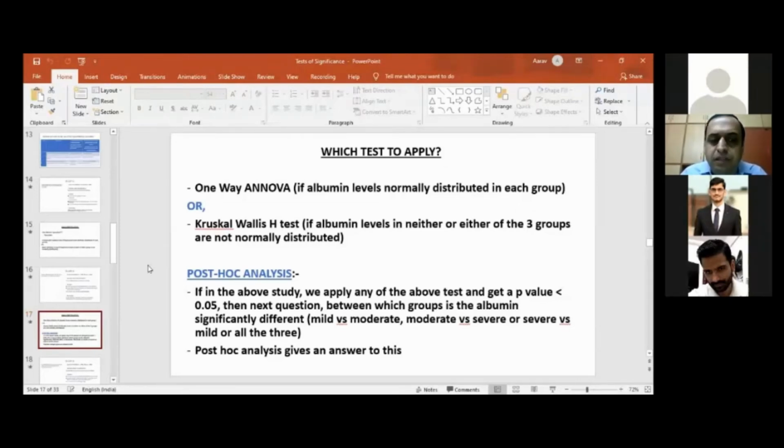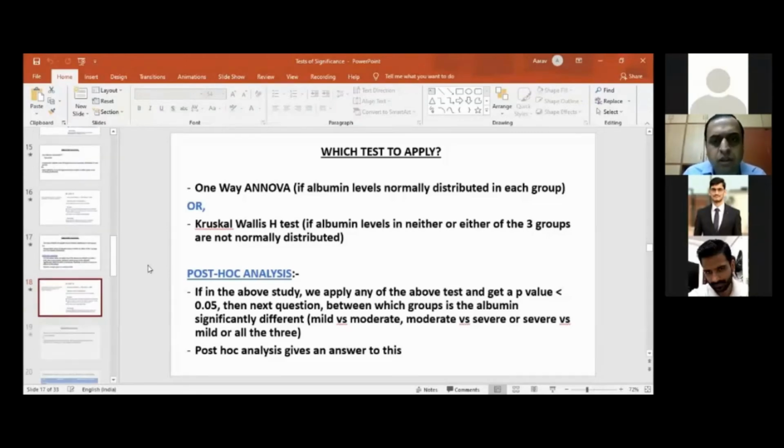Now, there is a proper mathematical method to calculate it, and in software it is done. You have to select post hoc analysis with one-way ANOVA, and post hoc analysis tells you between which groups the difference is significant, which will give more meaning to the study the researcher is doing. Maybe the significant difference was only between mild and severe. Between mild and moderate, there was not much of a difference. Between moderate and severe, there was no significant difference. But yes, between mild and severe, there is a difference.